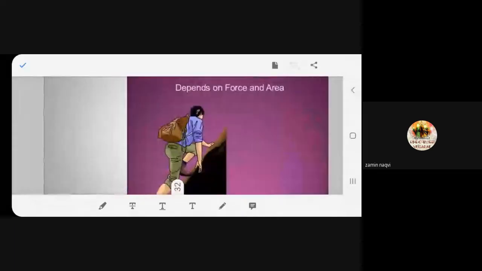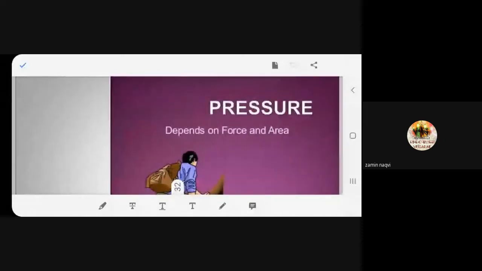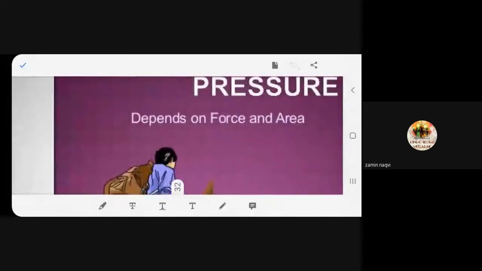We will work on a new aspect altogether. We have done with the force. Now we are going to work on pressure, which depends on force and area. So this we will take up next.